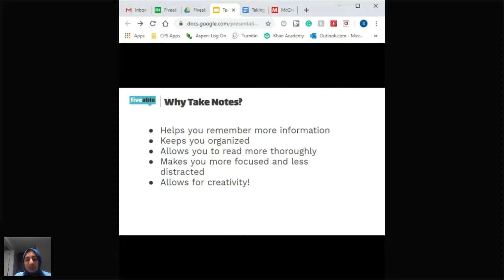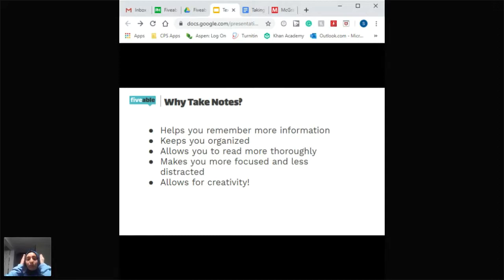Allows you to read more thoroughly. So yes, as I said, if you were reading a textbook and you weren't taking notes, you're not going to read it as in depth as if you were taking notes. If you're taking notes, you're more likely to read the text properly, read each sentence, pick out the most important information. But if I'm just reading it, I'm not going to have any incentive to read it properly, because if I wasn't taking notes, then I'm just going to probably skim through it and not really pay attention.